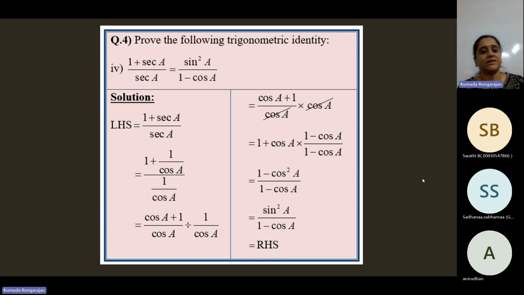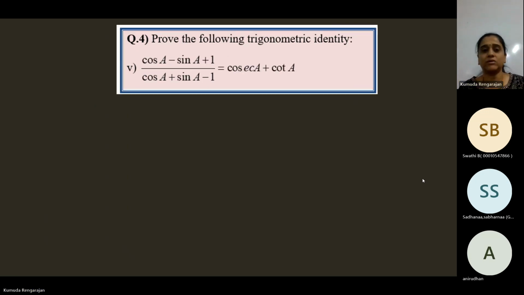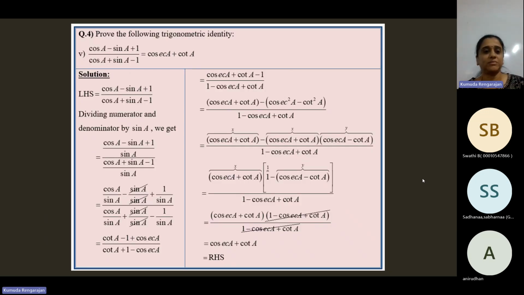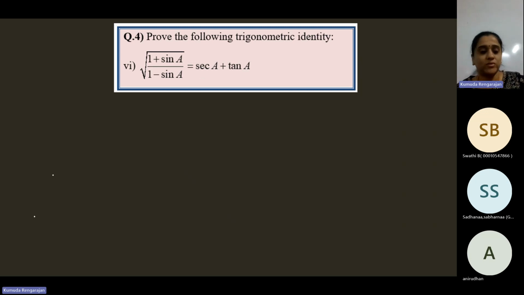This also I explained in the last class. This one only, now we did one. Okay, this was explained in the last class. Cos, sin, and 1. Remember, cos, sin, 1. So you should divide the numerator and denominator by sin or cos. That sum this is. Okay, yeah, this one.